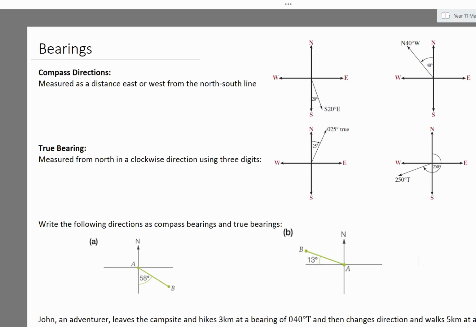So for instance, if I wanted to write this first compass direction as a bearing, okay, I'd look at, all right, from north, I'm going around.